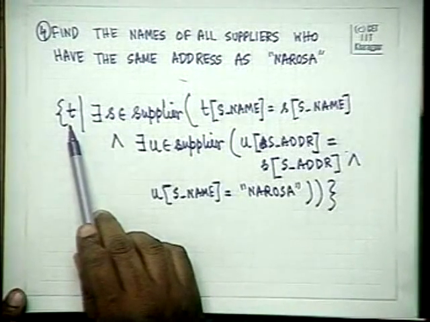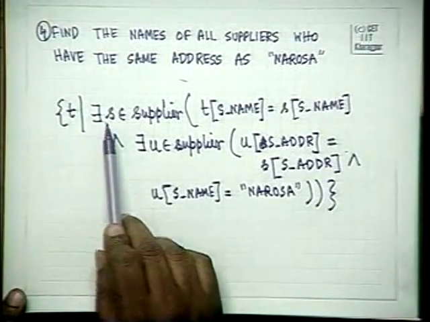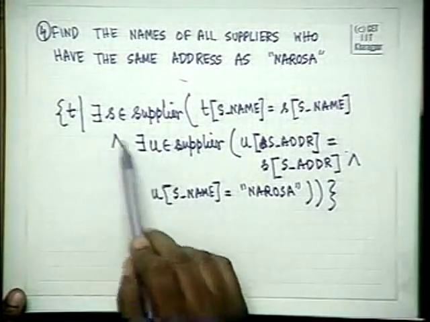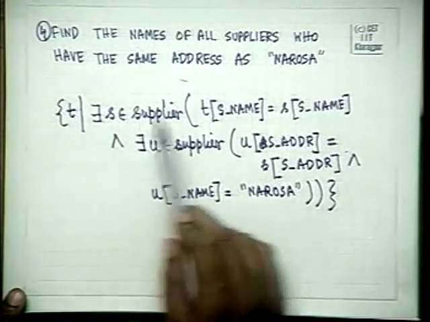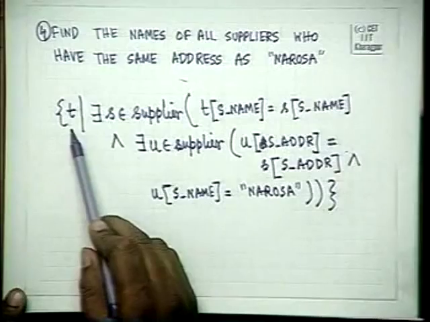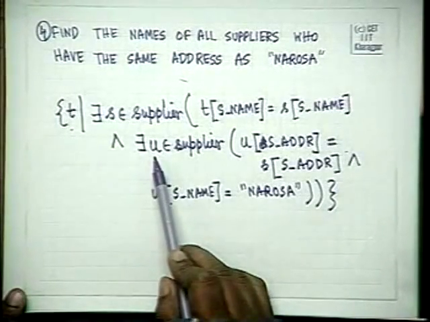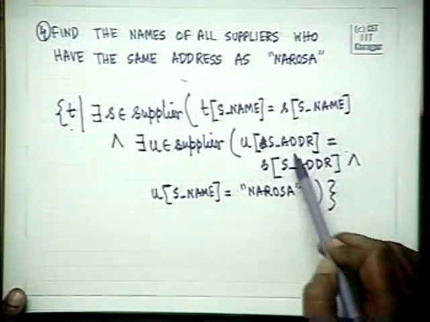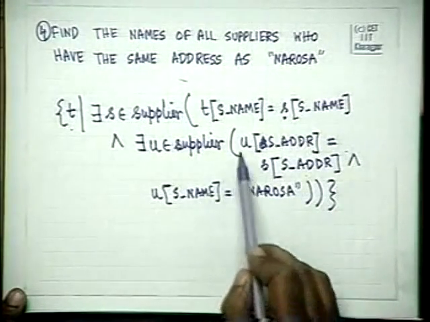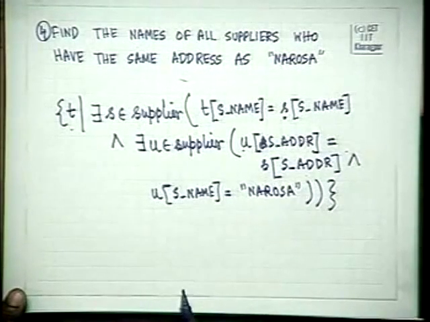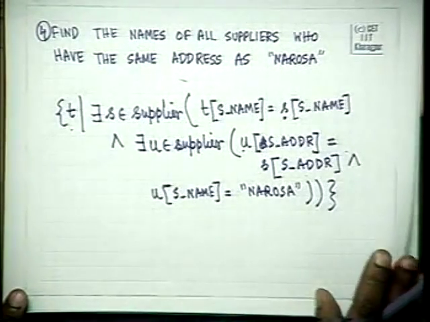For every tuple T, there must exist two tuples in supplier. So we have got the two tuples in supplier this way. That is, there must exist a tuple in supplier which has got the same name as the tuple name here, and there must exist another tuple in supplier which has got the same address as the address which has been selected for this S name, and the name of the person in U must be Narosa. So this way we have got out the query which we required to rename. This is the way we do it in here.